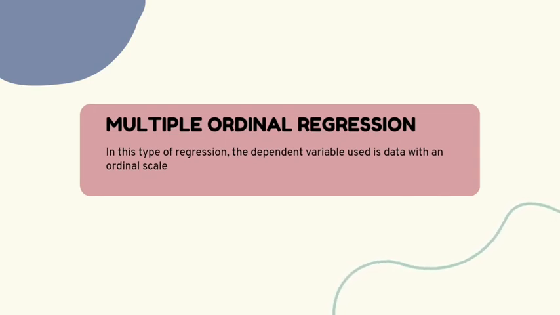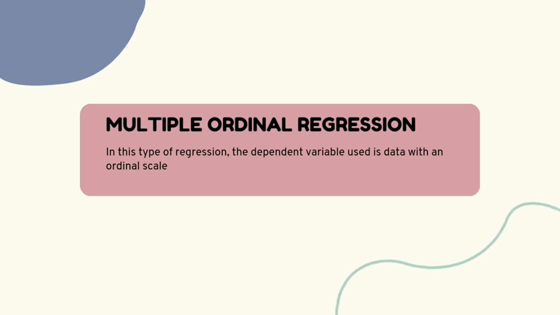An example of an ordinal scale is champion. It can be first, second, or third place. Meanwhile, the independent variables can also use ordinal data or other forms such as quantitative or qualitative.